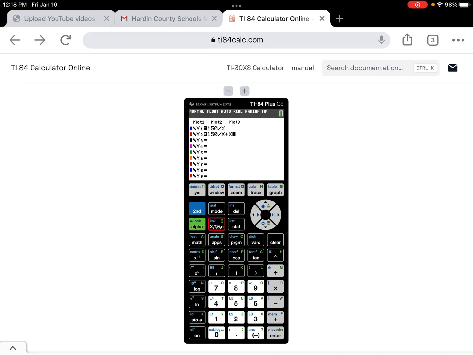There we go. So now we need to go to our table of points, which is the second function of our graph button. So second graph. We're looking in the third column that's red here, our Y2 column. And remember, we're looking for, what was it? Negative 25. Yeah, that's what it was. So we need to go up. So I'm going to go up here until I see negative 25. There it is. Negative 10 and negative 15.